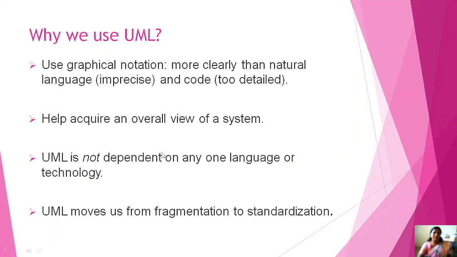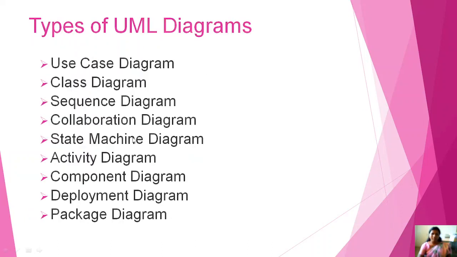The purpose of using UML is that it uses graphical notations, which are clearer than natural language and coding. It helps to understand an overall view of the system, and it is not dependent on any one language or technology. It moves from fragmentation to standardization. The various types of UML diagrams are use case diagram, class diagram, sequence diagram, followed by collaboration diagram, next comes the state machine diagram, activity diagram, component diagram, next deployment diagram, and the last one is package diagram. It is not restricted to these types of UML diagrams; there are more UML diagrams too.